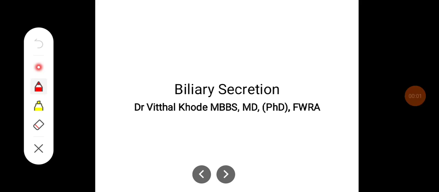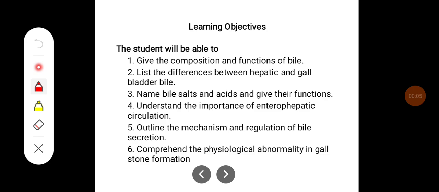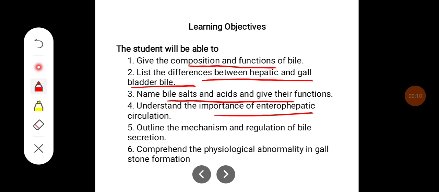Everyone. In this class, we'll study about biliary secretion. Learning objectives would be: give the composition and function of bile, list the difference between hepatic and gallbladder bile, name bile salts and acids and give their functions, understand the importance of enterohepatic circulation, outline the mechanism and regulation of bile secretion, comprehend the physiological abnormality in gallstone formation.